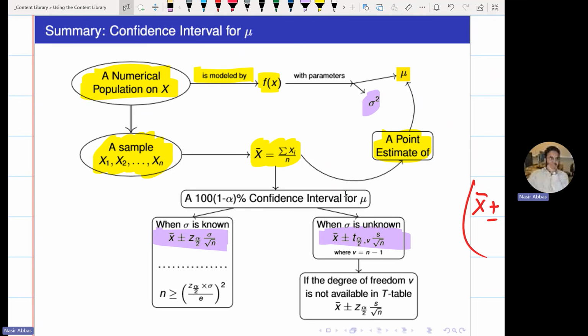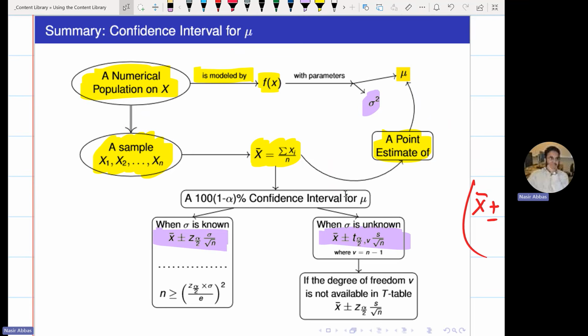But when you go into this discussion, you come up with two cases: whether the sigma parameter is known or unknown. If sigma is known, you use the z-based confidence interval, and here is the formula. And if sigma is unknown, you use the t-based confidence interval, and here is the formula. Now, within this t-based confidence interval, you have a limitation. What is the limitation? If the degree of freedom v is not available in the t table, you just replace this critical value by a critical value from the z table, and you proceed with the confidence interval.